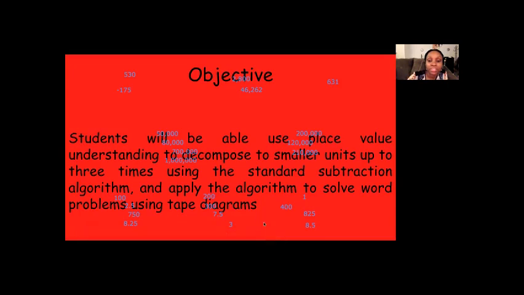So let's clear this. All right, let's read the objective. Students will be able to use place value understanding to decompose to smaller units up to 3 times using the standard subtraction algorithm and apply the algorithm to solve word problems using tape diagrams. Okay? So that's what we're doing today.